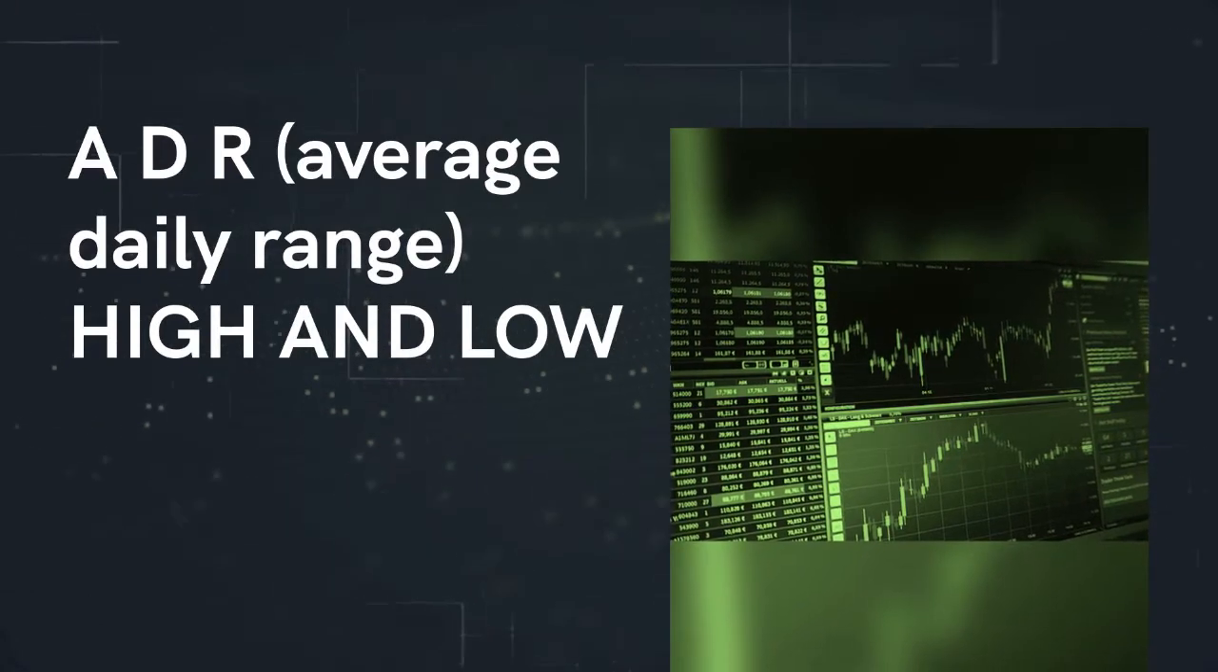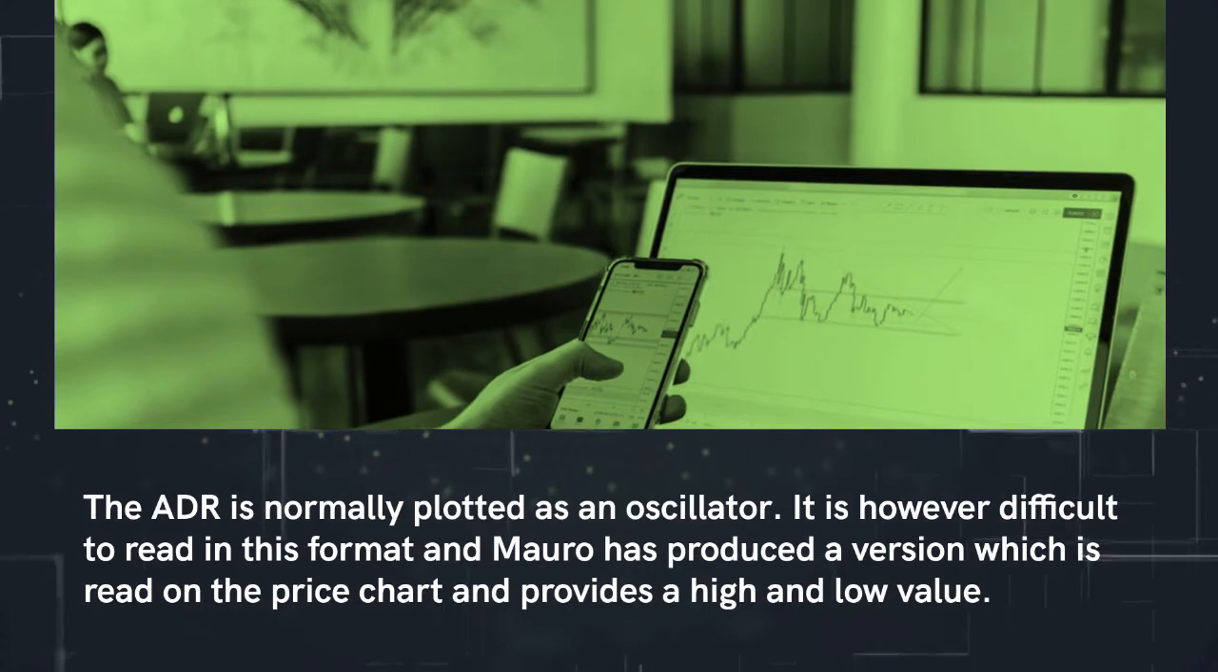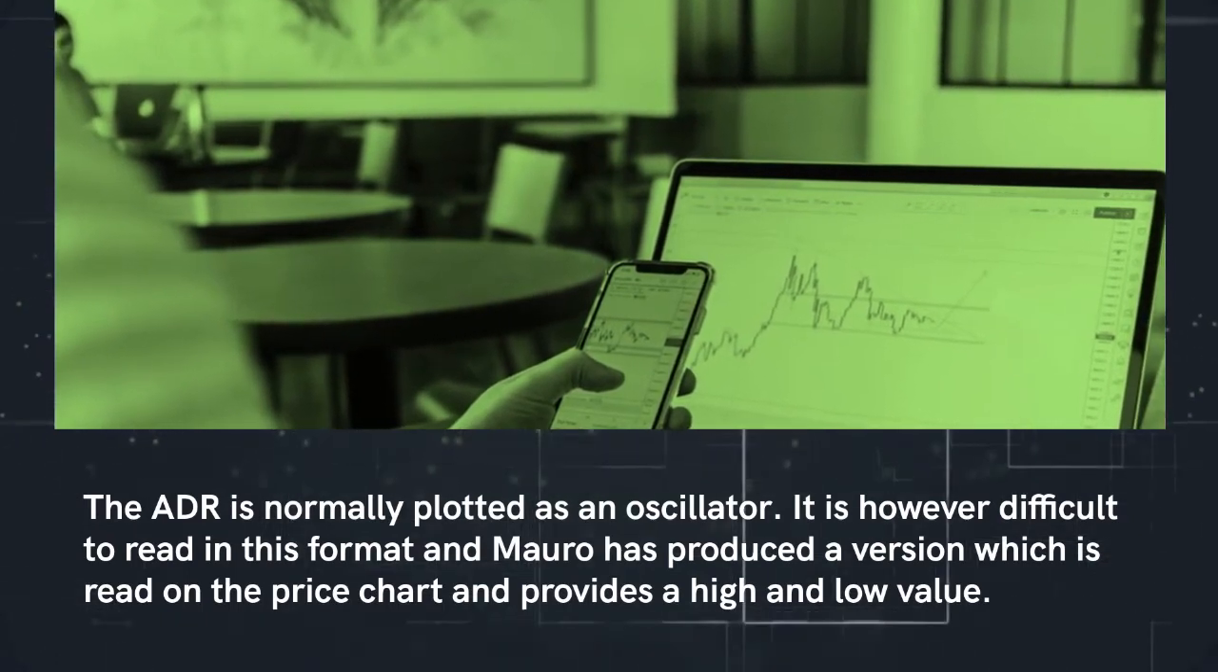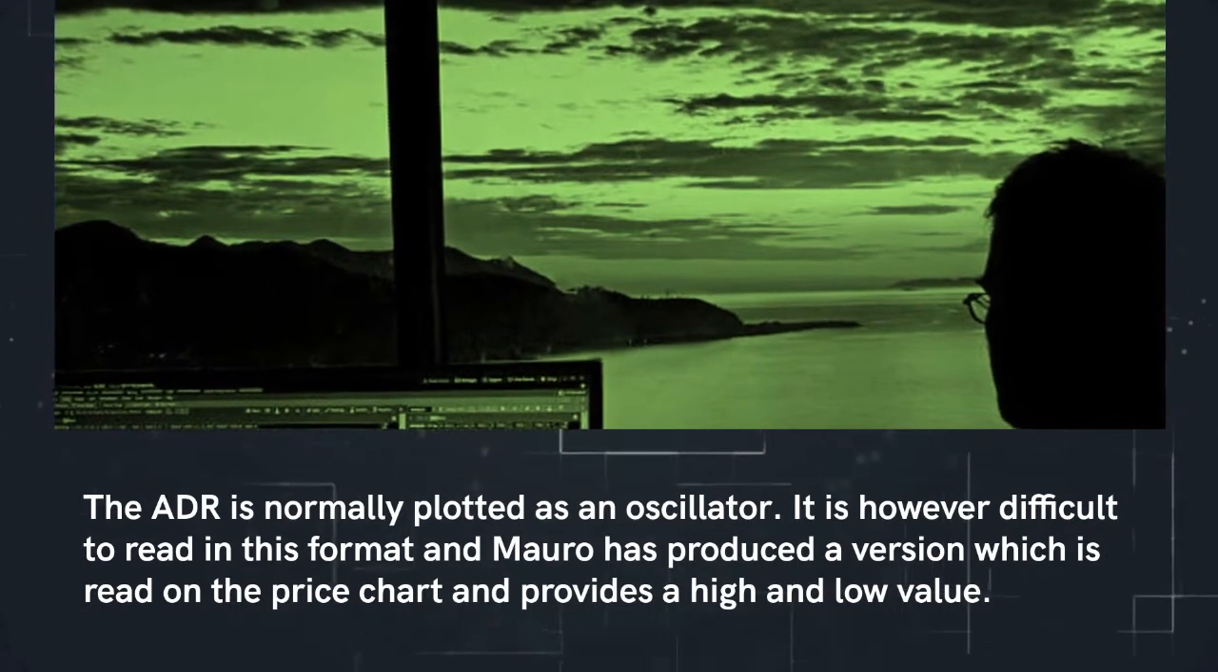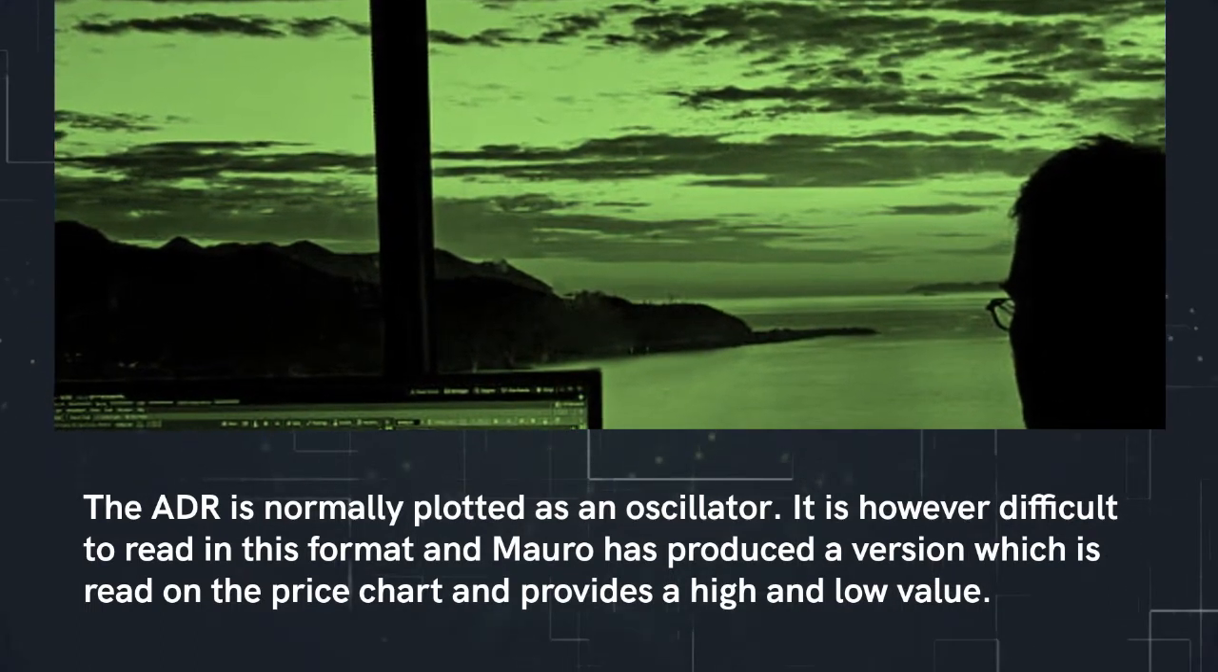ADR, average daily range, high and low. The ADR is normally plotted as an oscillator. It is however difficult to read in this format, and Mora has produced a version which is read on the price chart and provides a high and low value.